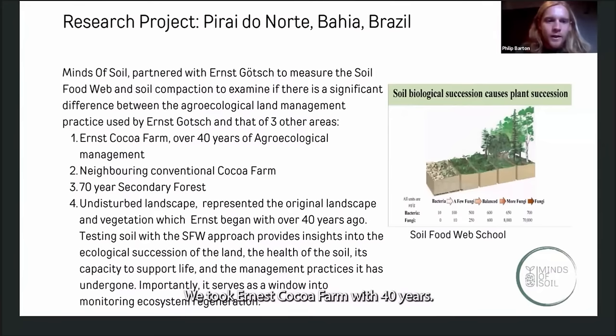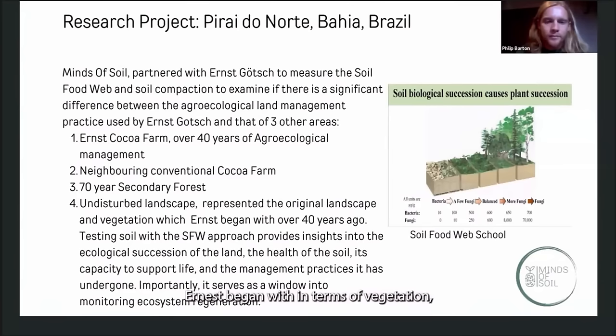We took Ernst's cacao farm with 40 years of agroecological management, the neighboring conventional cacao farm, a 70-year-old secondary forest, and an undisturbed landscape, which represented the original landscape Ernst began with in terms of vegetation.